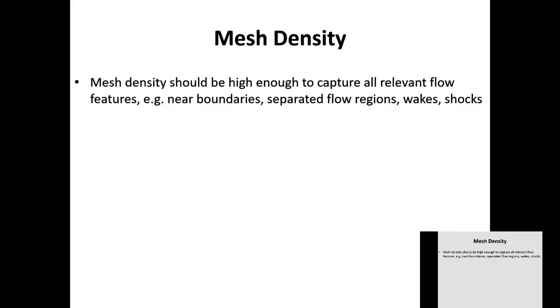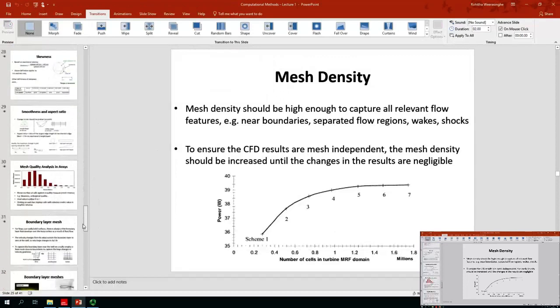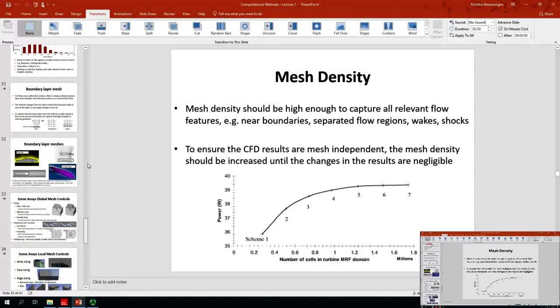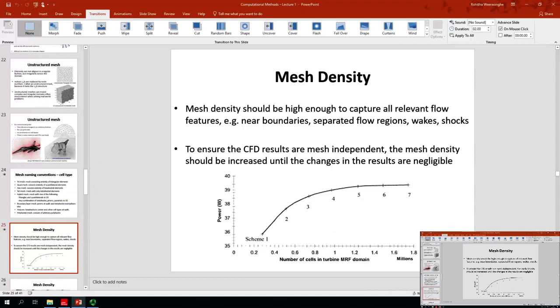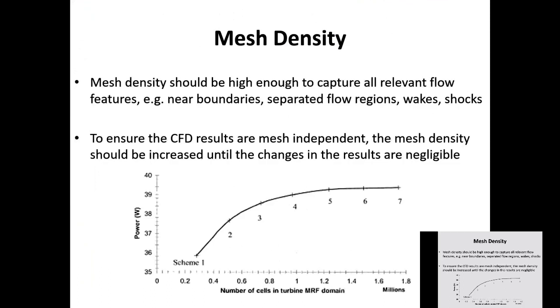Okay, then you define a term called mesh density. So mesh density is the number of elements that you have in an area. So you have to have a high mesh density for a refined area. You don't need a high mesh density for a coarse area.